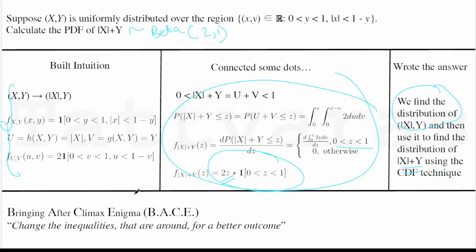That's it. And some base to build your base is: change the inequalities which are around me for a better outcome. In this case, we noticed that this thing, if we took it over here, we got something like mod x plus y less than 1. And that, although we wrote it as u plus v, in essence was the same. And that gave us a clear indication about the values that mod x plus y could take. Because we played around with the inequality and changed it for the better even.